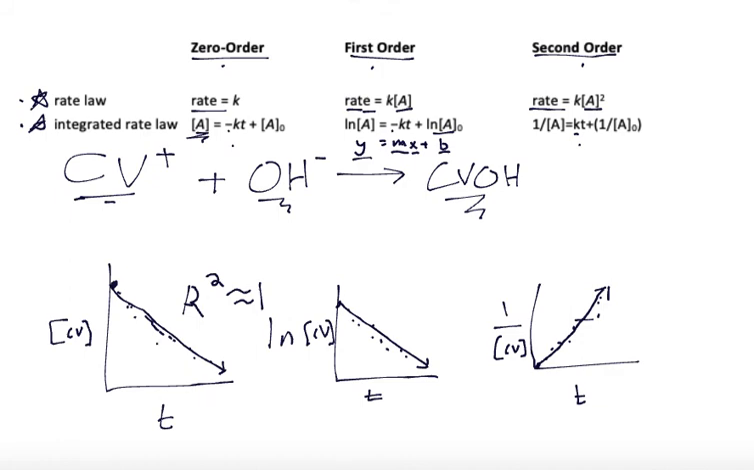And so if say, our r squared value for this first one is maybe something like 0.98, for this second one is maybe something like 0.96, and this third one is like 0.99, well, then it's more likely than not that we're dealing with a second order reaction, because that is the r squared value that is closest to 1, meaning that this line fits this data the best of all of them.